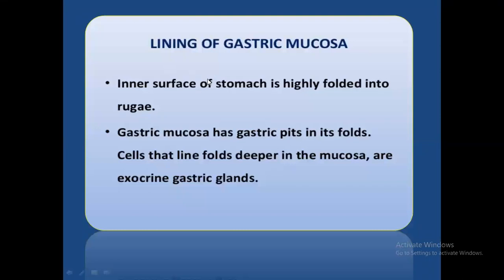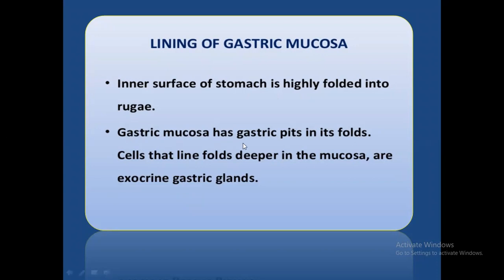So the gastric glands are in what is called the gastric mucosa, the lining of the stomach. I already told you that in the mucosa region only these gastric glands are present. That's why we are discussing the layer of mucosa now. The inner surface of the stomach is highly folded into rugae. So I already told you the stomach inner layer has some foldings. These foldings we call rugae.